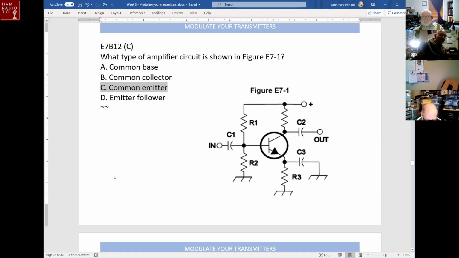Okay. Easy way to remember which leg goes to ground: your emitter leg goes to ground. Beautifully summarized. All of that stuff I said could have been said just in that. The emitter goes to ground, and the signal goes to ground through the capacitor.